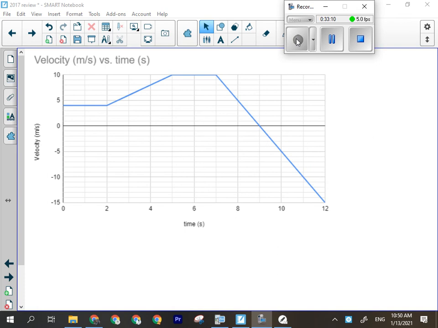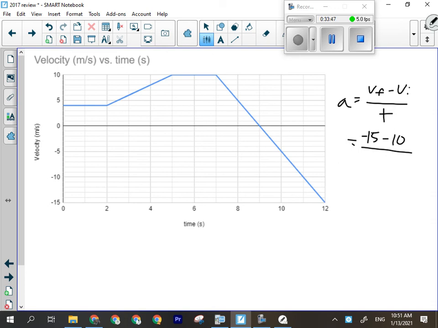All right, so we got this velocity versus time graph. I probably wouldn't give one that had this many parts to it on the final exam. It would probably be just 2 parts, but just so we get to practice some stuff. One of the things I might ask would be, what is the acceleration between 7 and 12 seconds? Well, acceleration is final velocity minus initial velocity divided by time. So my final velocity is negative 15, minus my initial velocity, which was 10, and that took 5 seconds. So we're looking at negative 25 over 5, negative 5 meters per second squared would be our acceleration over that time.